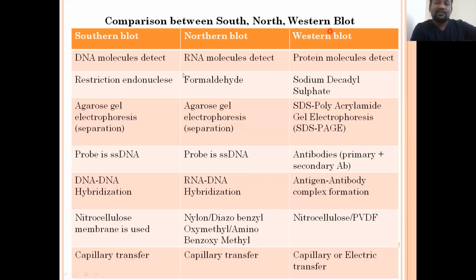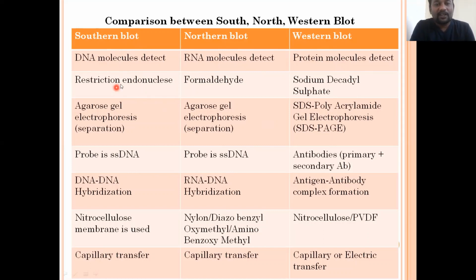So this slide shows the comparison between Southern, Northern and Western blot analysis. Now we may compare the entire process and principles of the three blotting techniques. First one is the Southern blot, second one Northern blot, and the final one Western blot. Southern blot techniques detect DNA molecules. Northern blot detects RNA molecules. Western blot detects protein molecules.